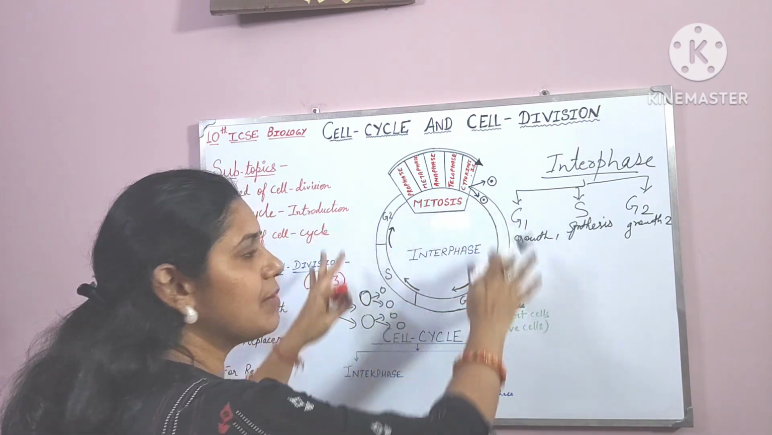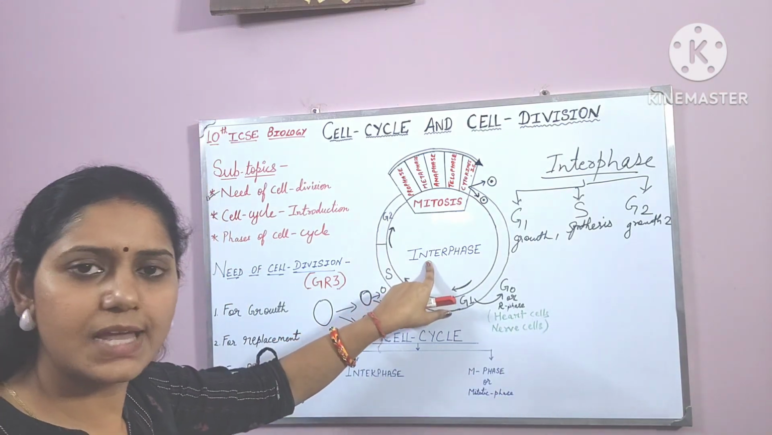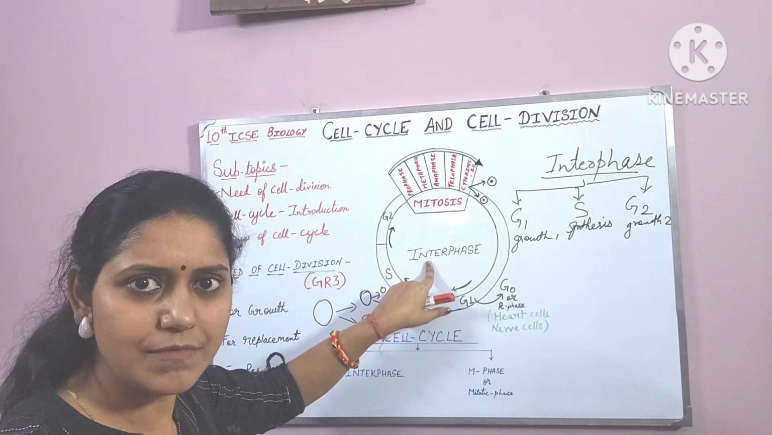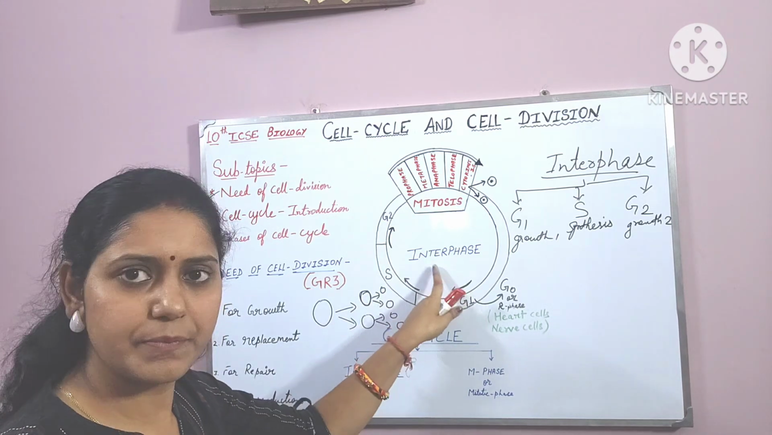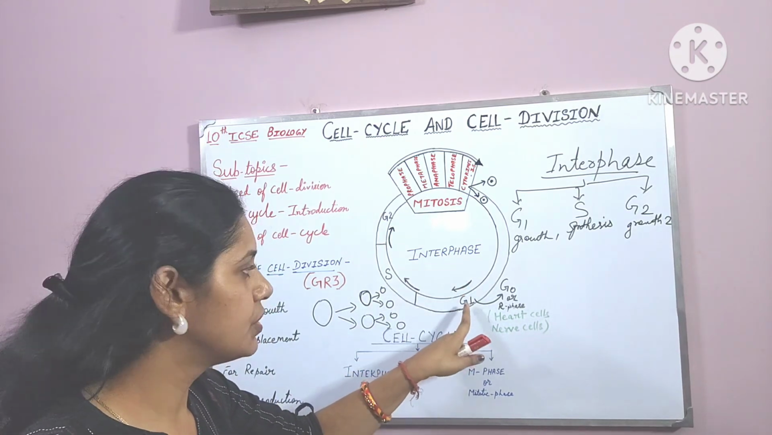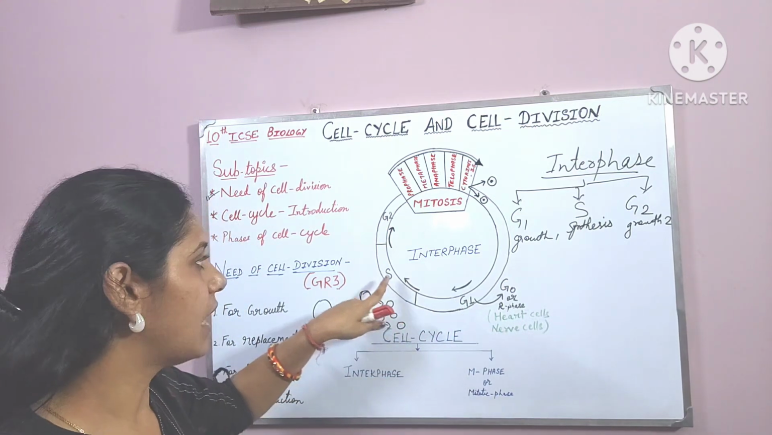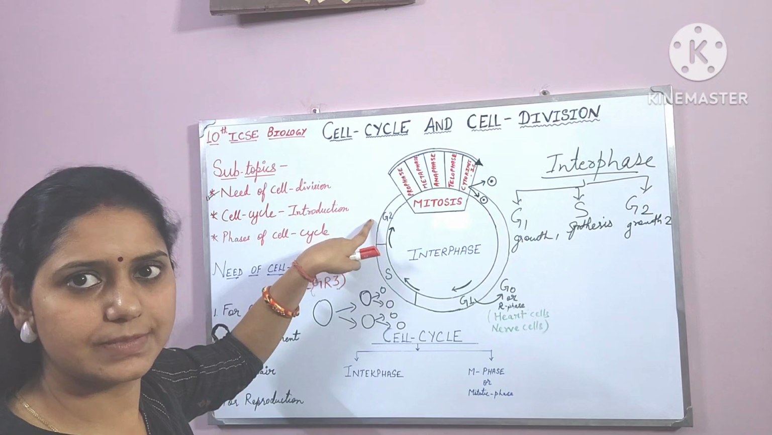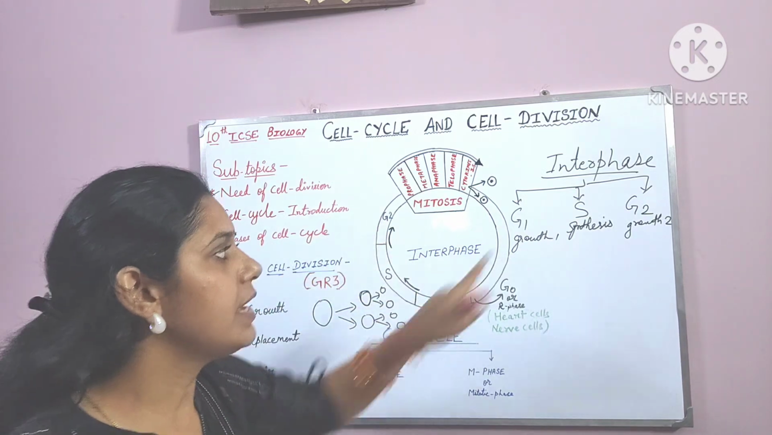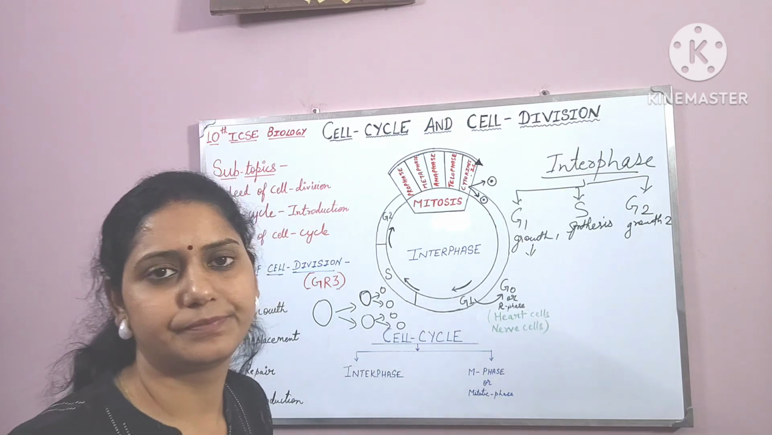Now, in this diagram also, if you will see here, this interphase, the cell will start preparing itself for the division. So that preparatory phase is interphase. Now this interphase is divided into G1 phase, then after G1 S phase, and after S G2 phase, right? In G1, in growth 1 phase, what will happen?